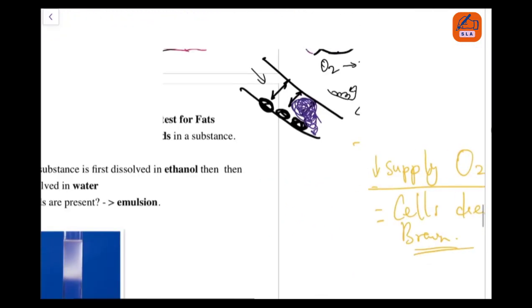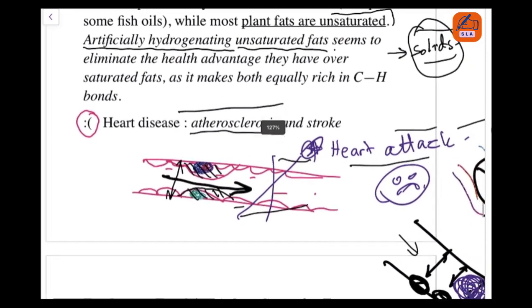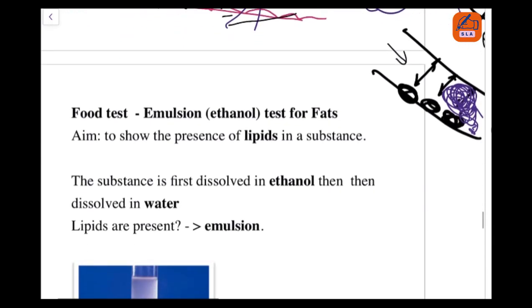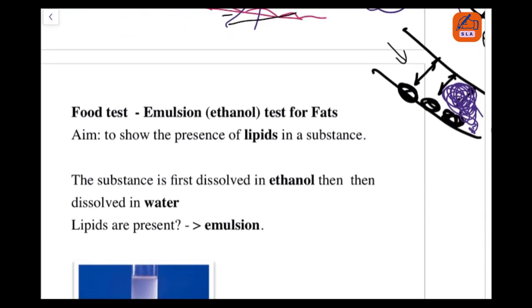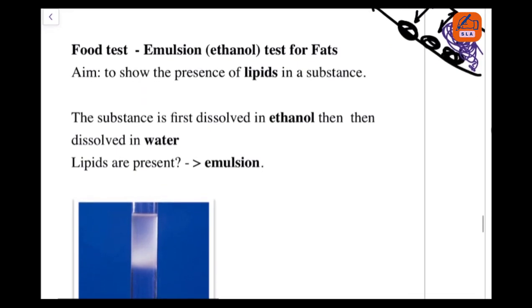Kwa hiyo hiyo ni hasara pia ya nini? Ya accumulation of cholesterol, or disadvantage specifically happening due to atherosclerosis. So atherosclerosis ni kule kukusanyika kwa zile cholesterol katika mishipa ya damu, my dear students. So now we are done with that. Let's finish our lipid section by talking a little bit about food tests.